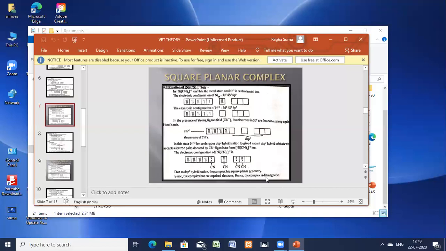So VBT has explained the hybridization concept, structure, and the magnetism for the complexes. Now we'll see one more example for the square planar complex. In the previous session, I applied VBT for tetrahedral complexes, weak field and strong field. Now in this session, I have applied VBT for square planar, and we'll see one more example for this.